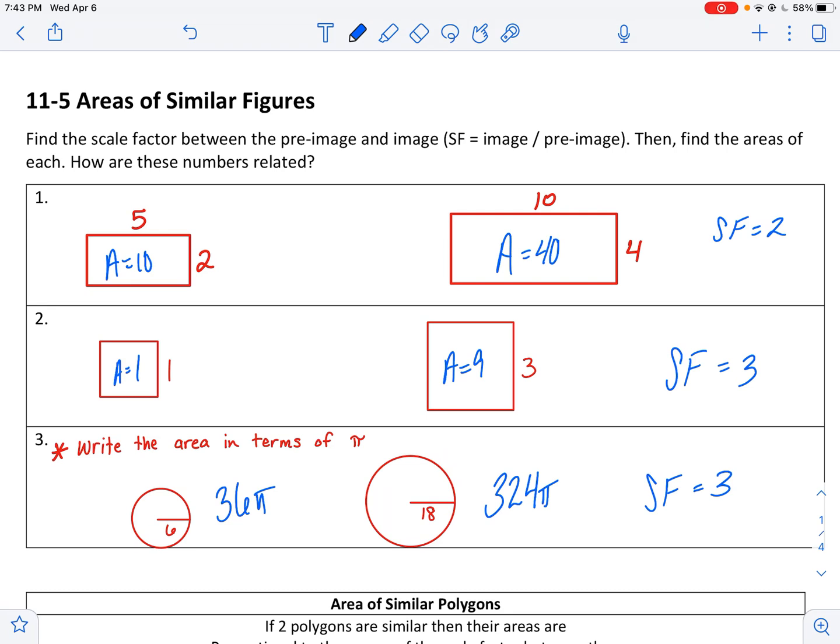And it looks like here, if I take that scale factor and I square it, that would be the ratio of the image over the pre-image. So 2 squared is 4, 10 times 4 is 40. 3 squared is 9, 1 times 9 is 9, 3 squared is 9, 36 times 9 is 324.